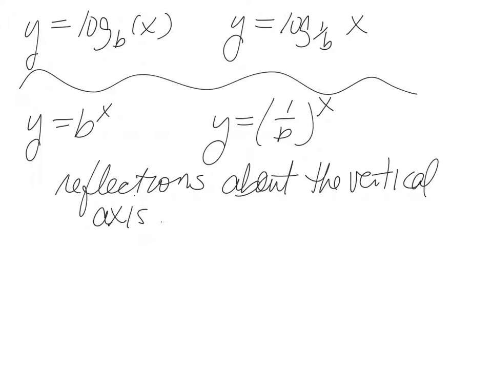It's a reflection over the vertical axis because we know that 1 over b to the x equals b to the negative x. And that right there tells us a reflection over the vertical axis. So when we exchange the domain and range values by doing the inverses, they'll also be the reflections of one another, but about the horizontal axis.